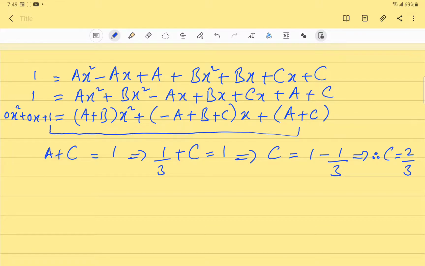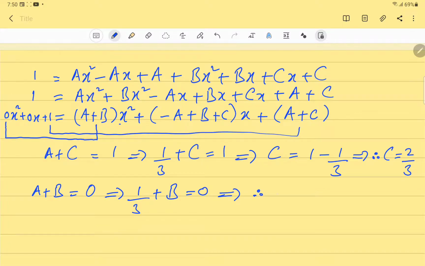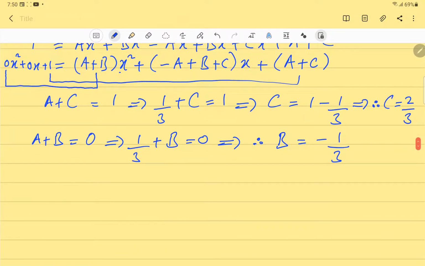And now we will compare the coefficients of x square on both sides, which are this one, which means A plus B is equal to 0. A is 1 over 3 plus B is equal to 0, which means B is equal to minus 1 over 3. We have found all the constants A, B and C.